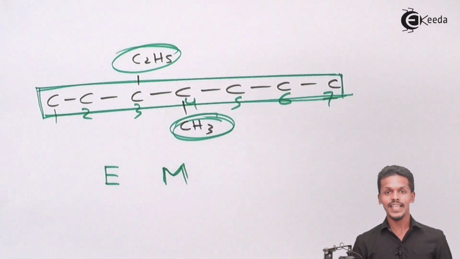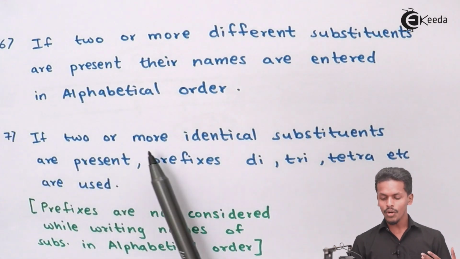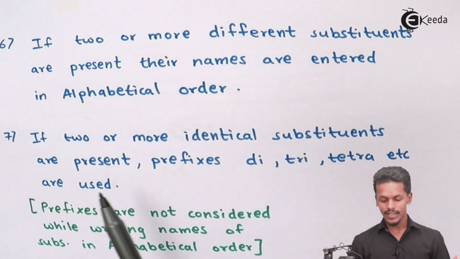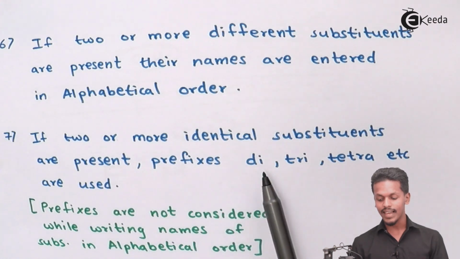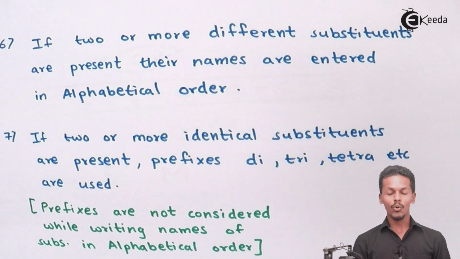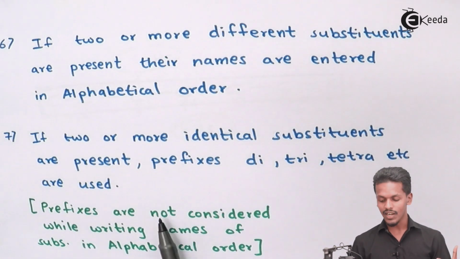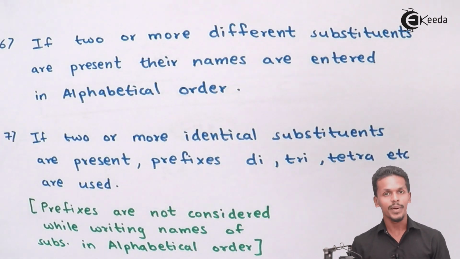And let us follow the next rule that we have. And what does it say? That if two or more identical substituents are present, then prefixes like di, tri, tetra, etc. are used. And moreover, this is the thing that we have to note, that the prefixes are not considered while writing the names of substituents in alphabetical order.